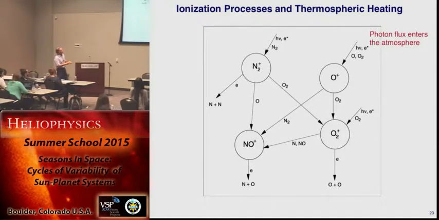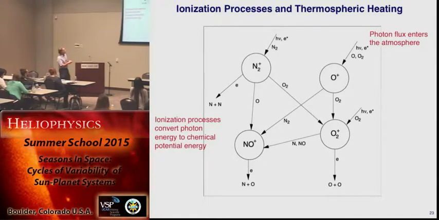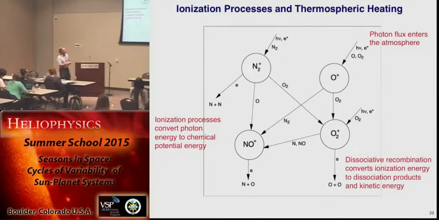So the photon flux enters the atmosphere. The ionization processes convert photon energy to chemical energy. Dissociative recombination converts the ionization energy to dissociation energy, fragments of molecules. And of course, when they fly apart, they carry kinetic energy in a sort of random way, which is what we call heat. So this is why making the ionosphere heats the thermosphere. It's because the residue from that process contains kinetic energy. So you started with photon energy, chemical energy, and ultimately kinetic energy, and also the chemical energy of these dissociated products.